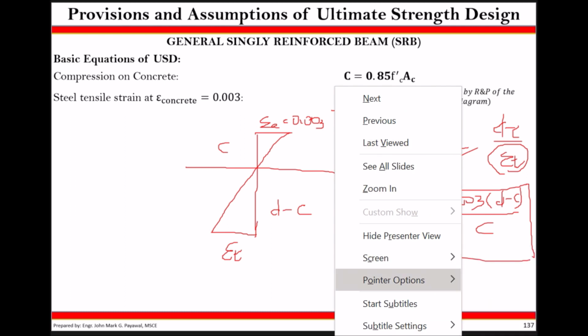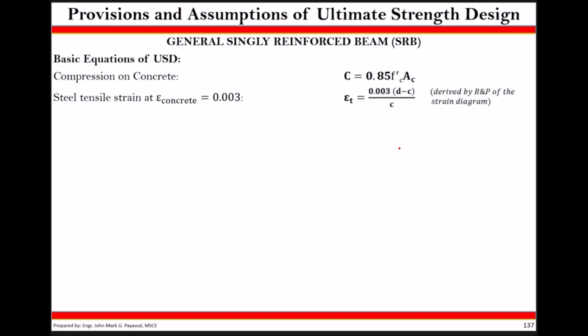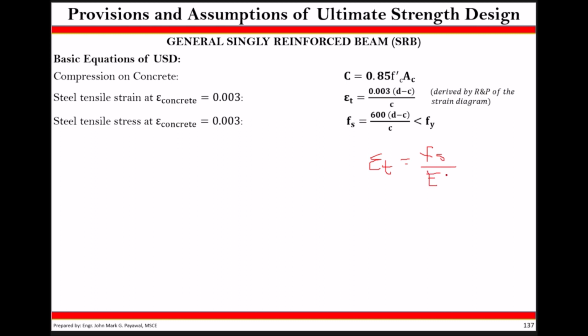Pero what I suggest is, it would help if you have written this on an index card, because on an index card, what happens is it's easy access for you, and from time to time, you don't need to go back to the whole lecture. So, magiging beneficial sa'yo. Continuing, for the tensile stress at concrete is equal to 0.003. Paano natin nalaman to? Di ba alam na natin na E sub T or E sub S is equal to your Fs over Es. Ano ba yung Es? 200,000. Diba? Megapascal.